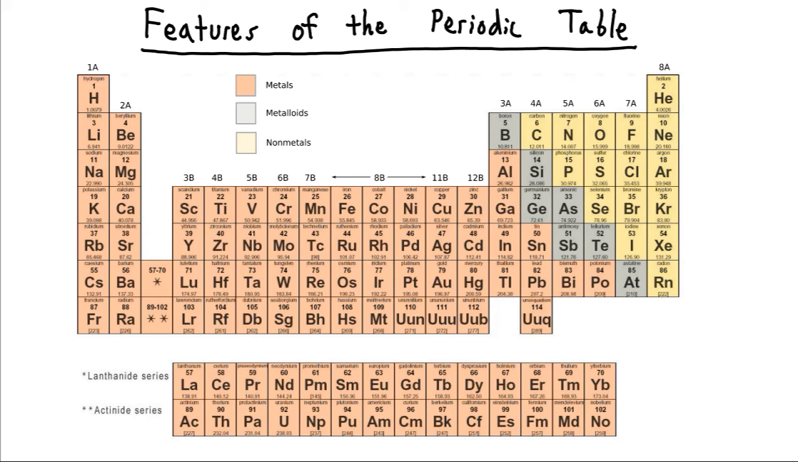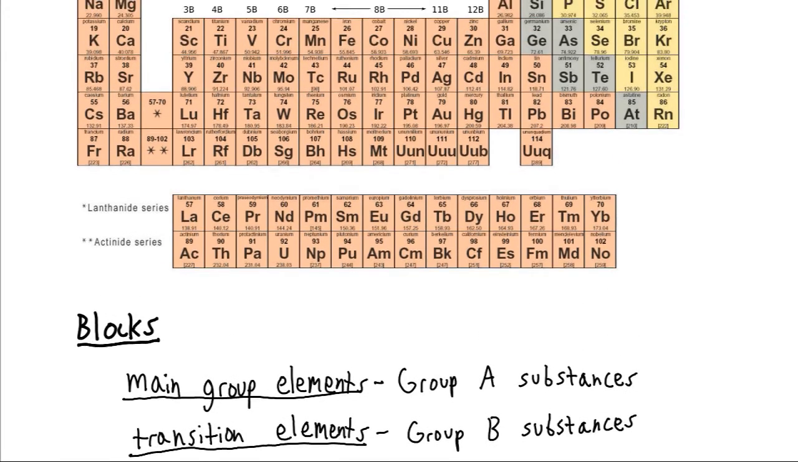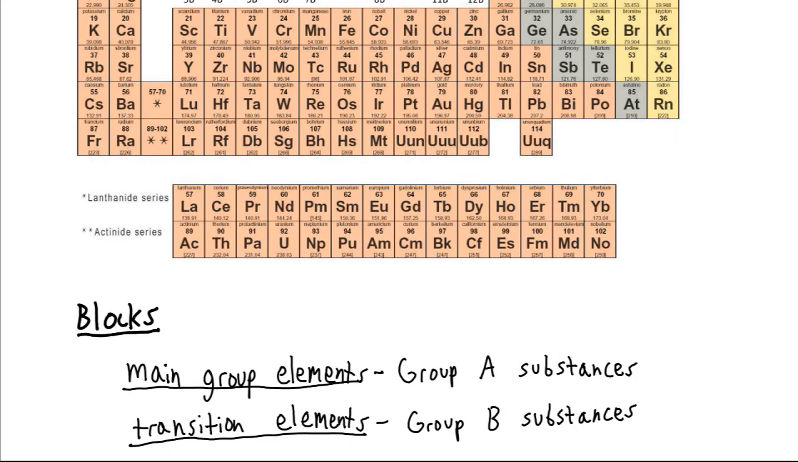Now, we make some important distinctions in the groupings of the periodic table. We have what's called main group and transition group elements. So the transition group is right in here, and I include this section that we've pulled out of the periodic table, the lanthanides and actinides, in those transition elements. And then all the other elements in the left and the right blocks are our main group elements. In our notation, those are the group A substances, and the transition elements are the group B substances.